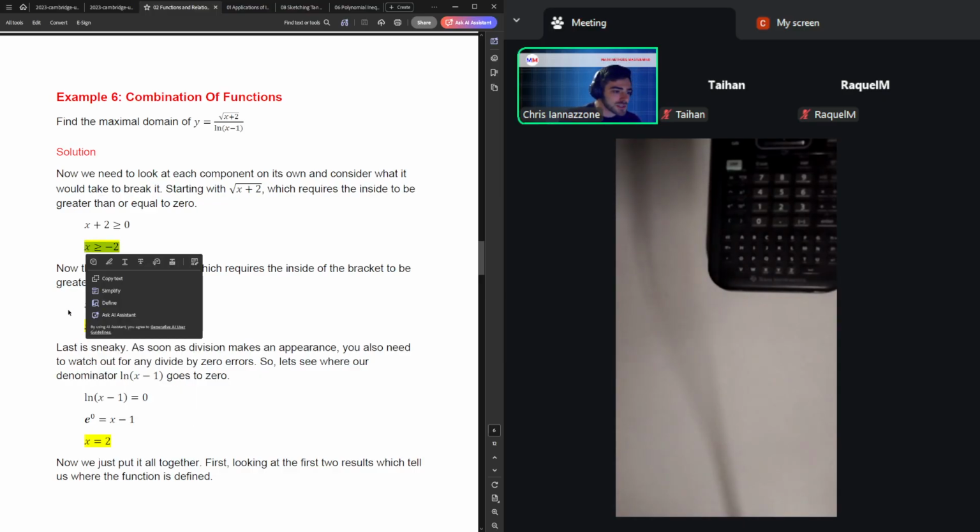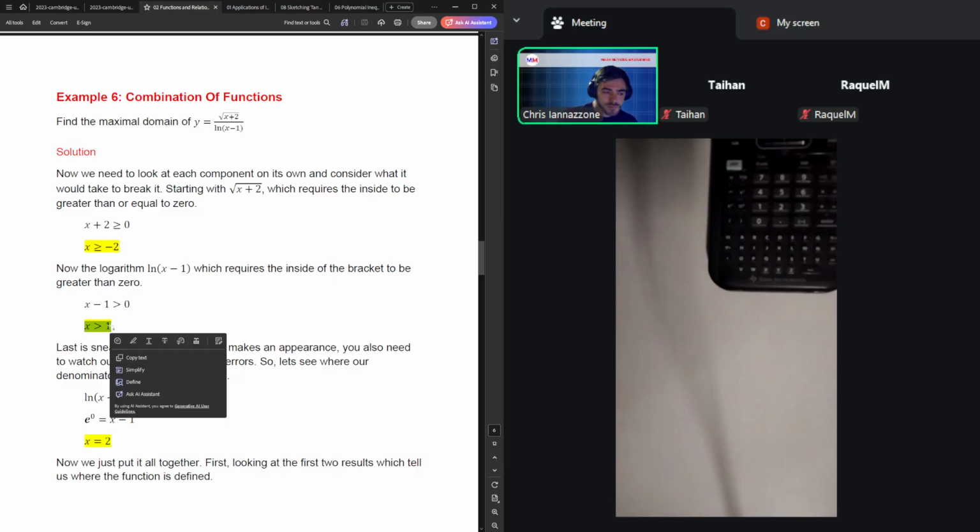So we can already see a bit of a disconnect here, right? This one's valid for more than this one is. So if I had, for instance, x equals -2, yeah, this part's cool, but this part is not.